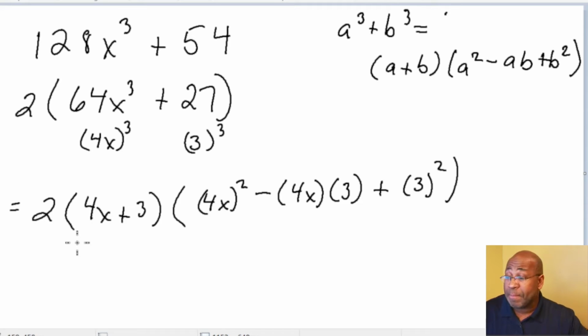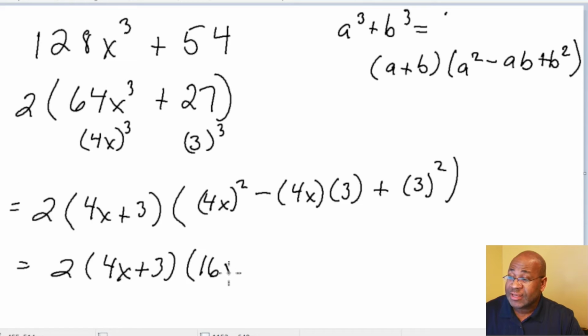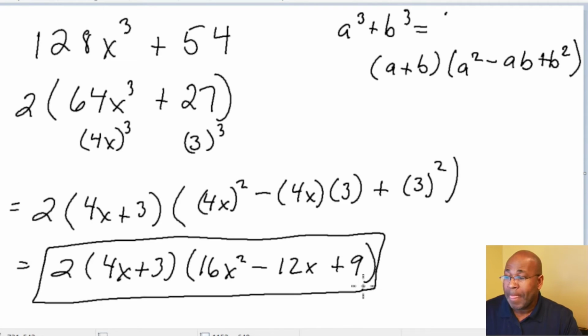Let's clean it up. So we have 2 times 4x plus 3 times 16x squared minus 12x plus 9. All right, so here, none of the factors that we have remaining can be reduced anymore. So at this point, we're done. This is our factored form. Let's take a look at one more example.